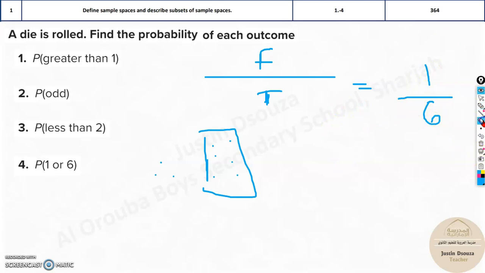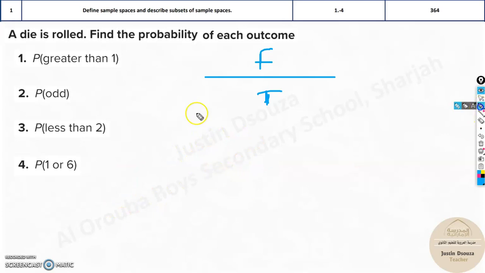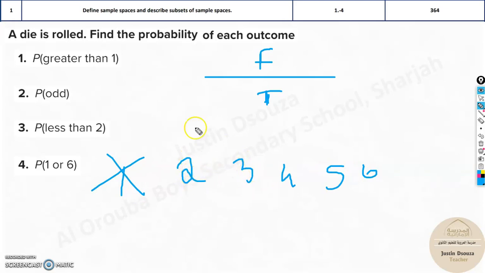Now let's see over here. What they have asked is greater than 1. What does that mean? There are 6 digits in the die. I need all the digits more than 1. So excluding 1, I need 2, 3, 4, 5, 6. Only 1 is excluded. So how many are there? 1, 2, 3, 4, 5 favorable outcomes are possible. And what is the total number of outcomes including this? There are 6. So 5 by 6 is the answer.